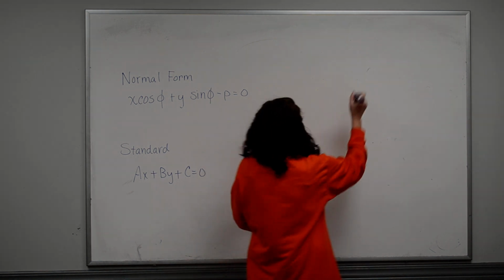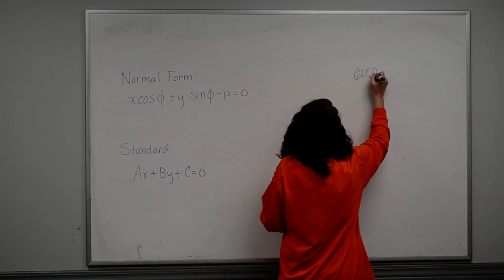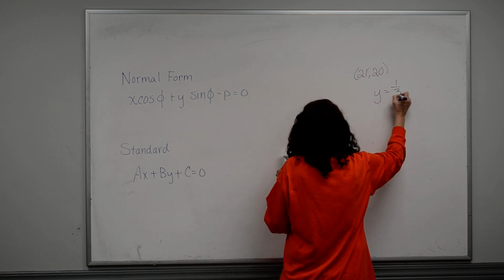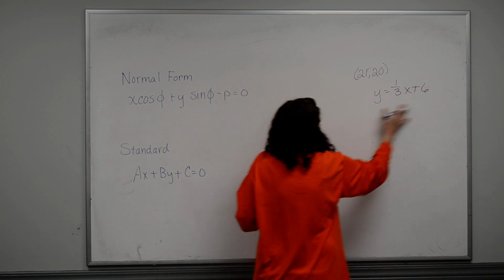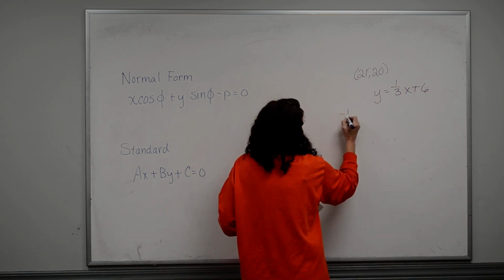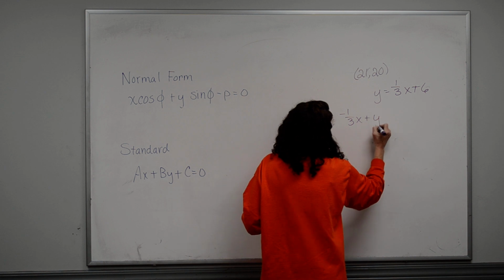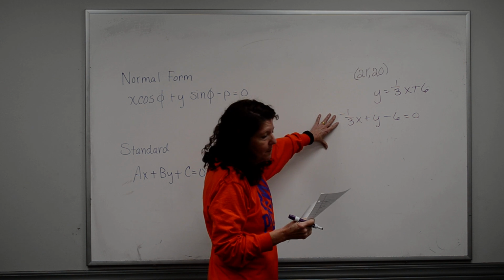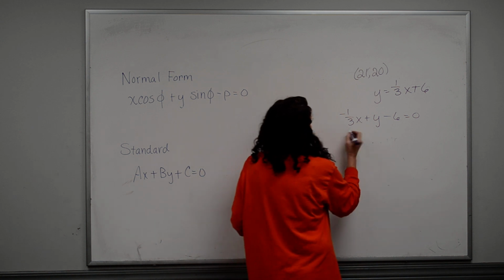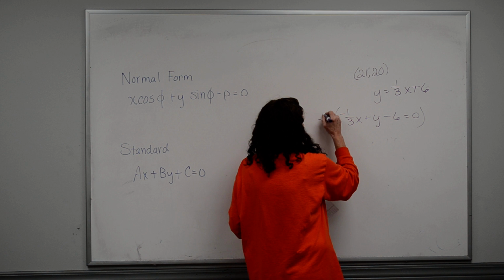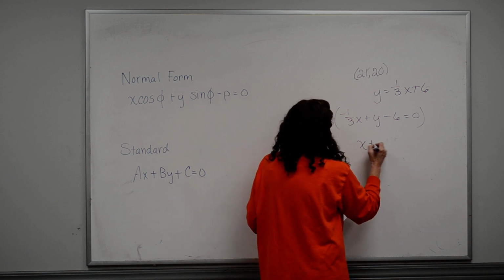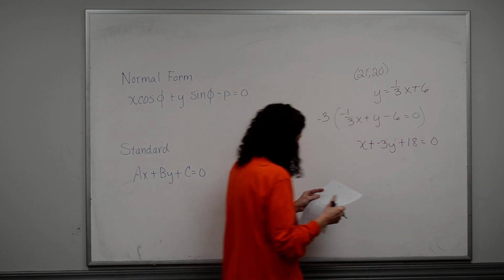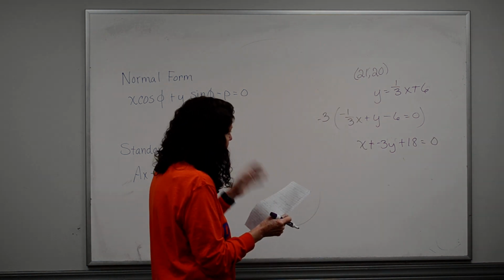Okay, 51 is going through the point (21, 20), and the equation is y is equal to 1/3 x plus 6. I want to move everything over, so I have a -1/3 x plus y minus 6 equals 0. But I'm going to get rid of my fraction, I'm going to get rid of my negative because I want to put it in standard form. So I'm going to multiply this whole thing by a negative 3. So that's going to give me an x plus a negative 3y plus an 18 is equal to 0. And that's where I'm going to start.